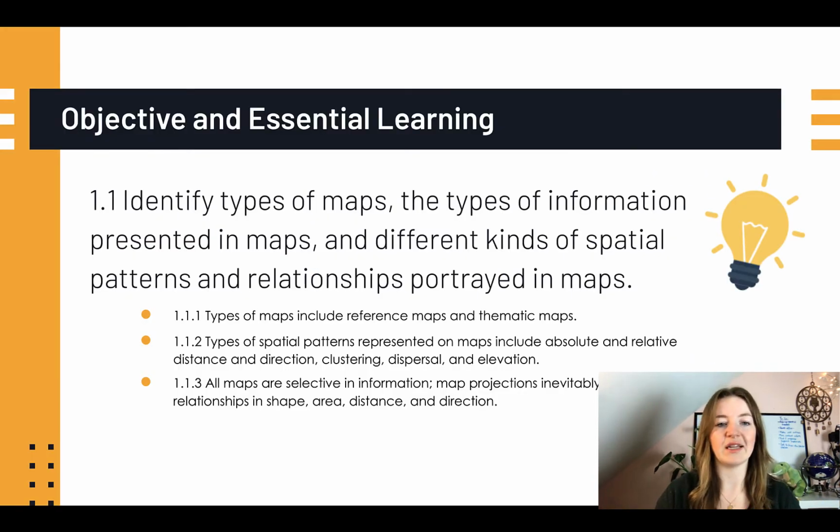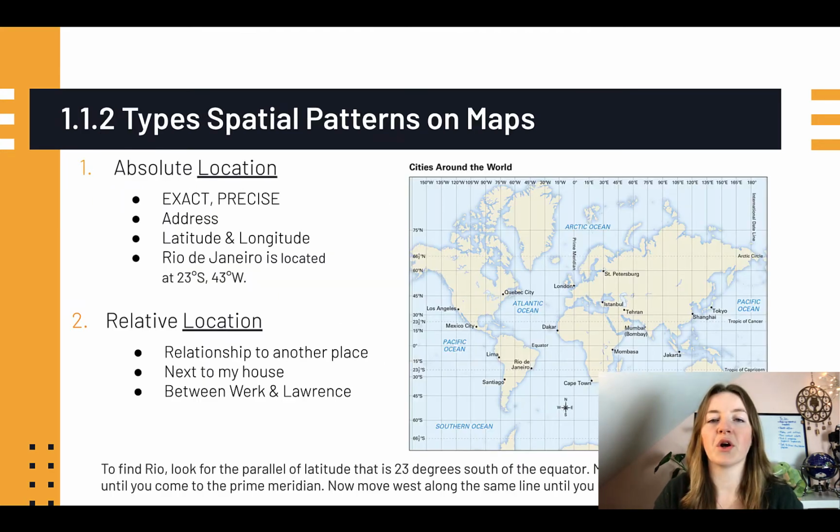So again, we're identifying types of maps. You should already have this on here, but now we're starting to get a little bit more deeply into this. We're on 1.1.2, types of spatial patterns on maps. So when we look at maps, we're looking at a few different things, and we need to know a few things about it. First off, we have absolute location and relative location.